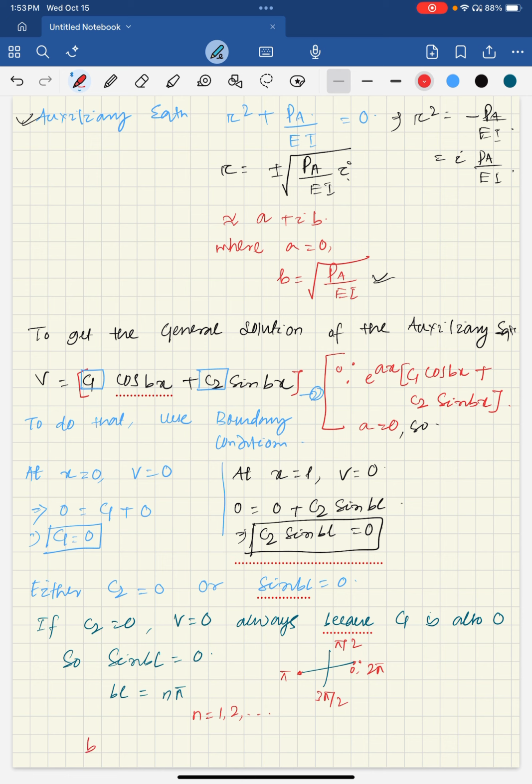Now we have b is equal to n pi by L, but b is given by square root of P by EI. Now the square goes there, and squared by L square. So we can say P is equal to n square pi square EI by L square. Now this is the expression for a column with pin boundary condition.